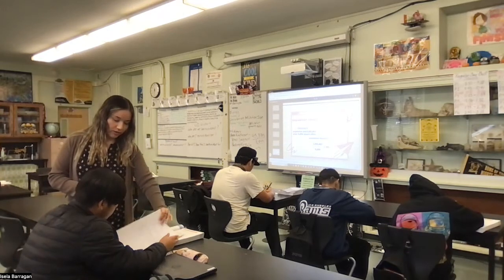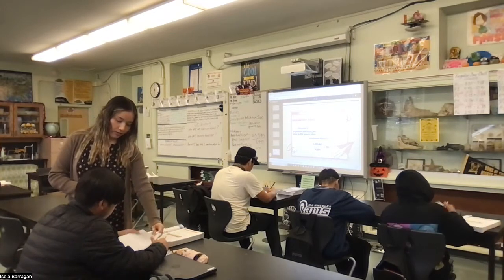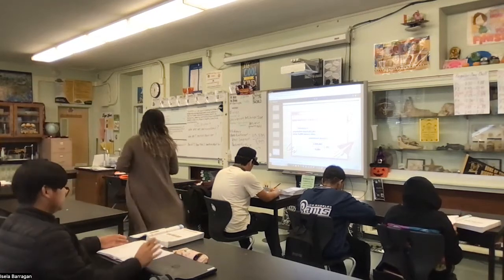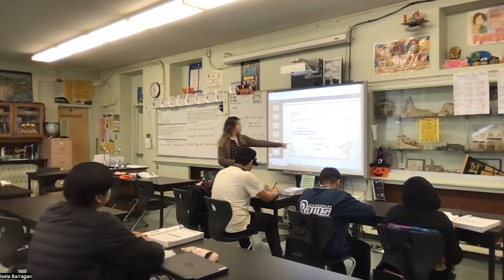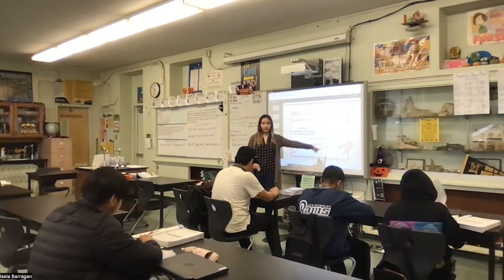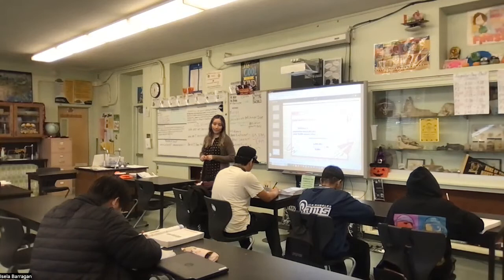Okay, so for number one, you're just writing this one. This right here. So this number divided by this number gives you 351. So that's for number one.